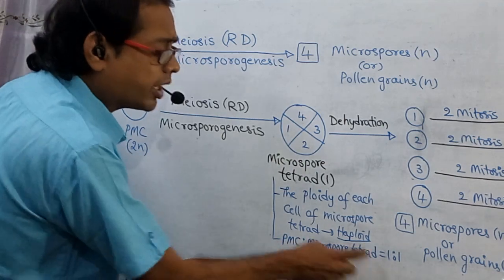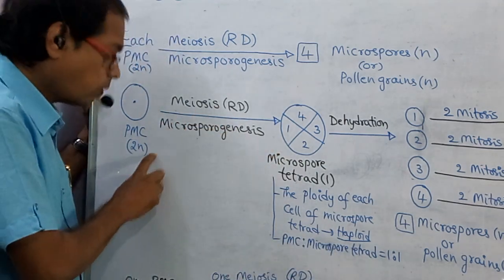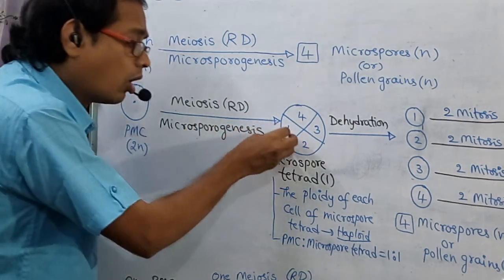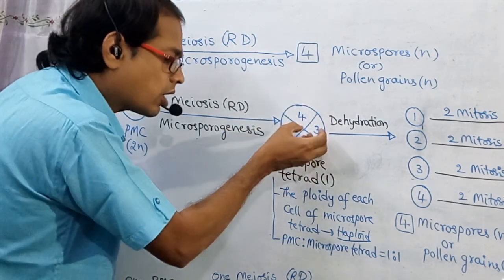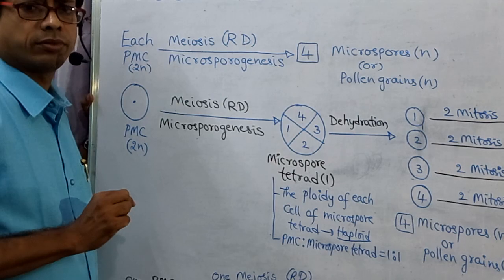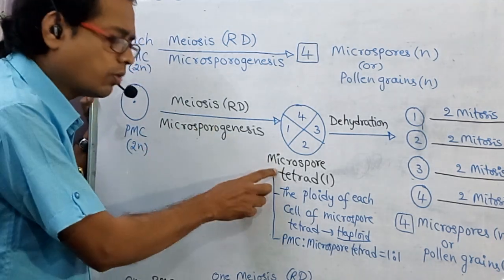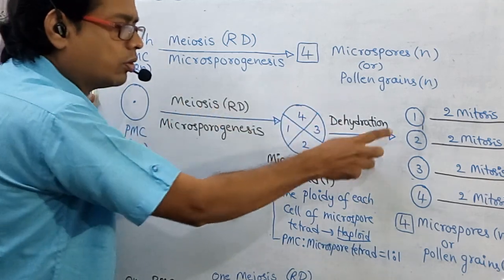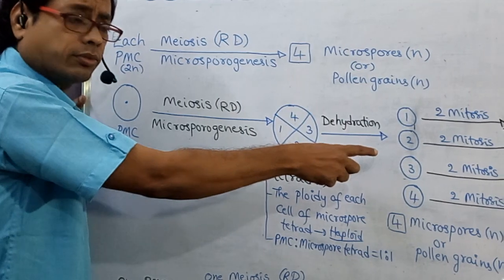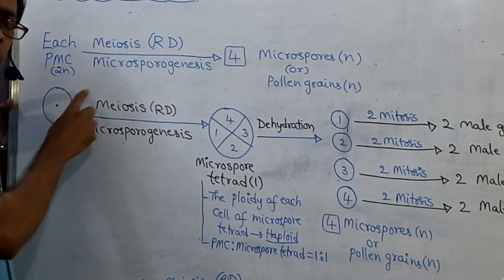PMC is to microspore tetrad 1:1. Tetrad means all these 4 microspores together called microspore tetrad. That point you have to remember. PMC is to microspore tetrads 1:1. PMC is to pollen grains 1:4. PMC is to meiosis 1:1.